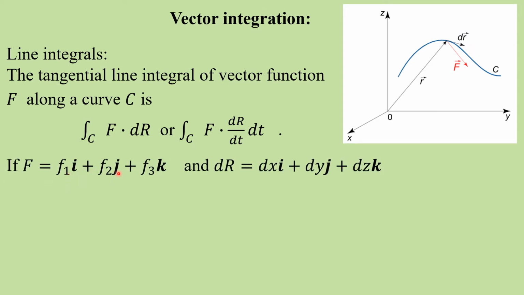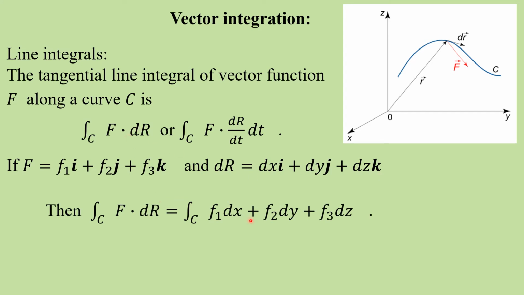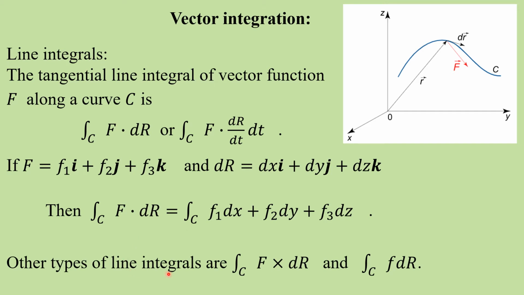So if f is f1i plus f2j plus f3k and dr is dxi plus dyj plus dzk, then the line integral I can write it as f1 dx dot product between these two. So f1 dx plus f2 dy plus f3 dz. So we can just take the equation of the curve C. Along C we are going to integrate this, so that becomes a simple real integral. So here one thing you can remember, the integral is path dependent. There are other types of line integrals, that is f cross dr and the integral f dr.